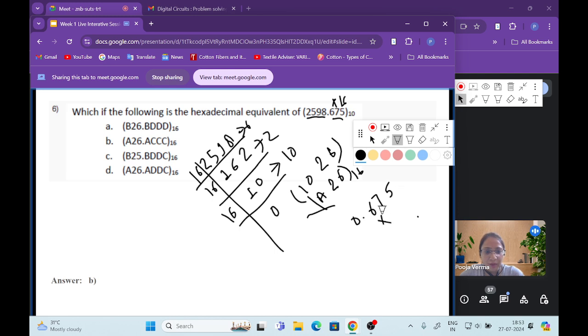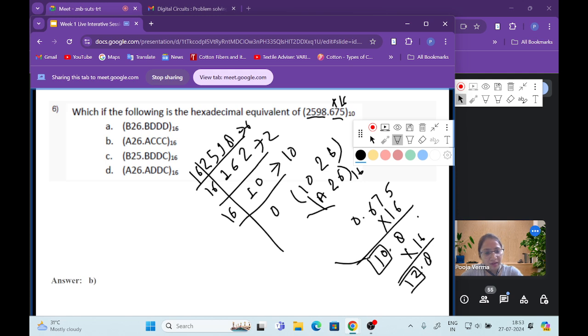0.675 multiplied by 16. Okay, so when you multiply, you will get 10.8. Now discard this 10 and take the fraction, and now you will get 0.8, again multiplied by 16. What will you get? 16 multiplied by 8, that is 12.8 if you calculate it.